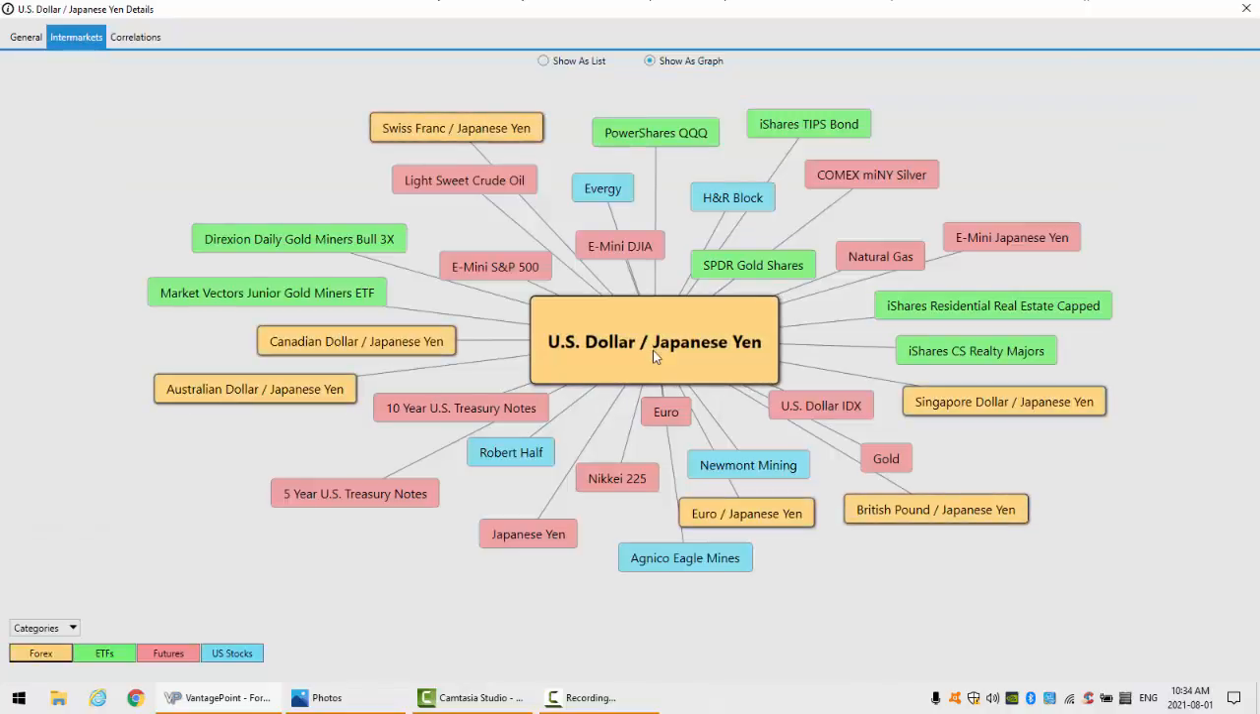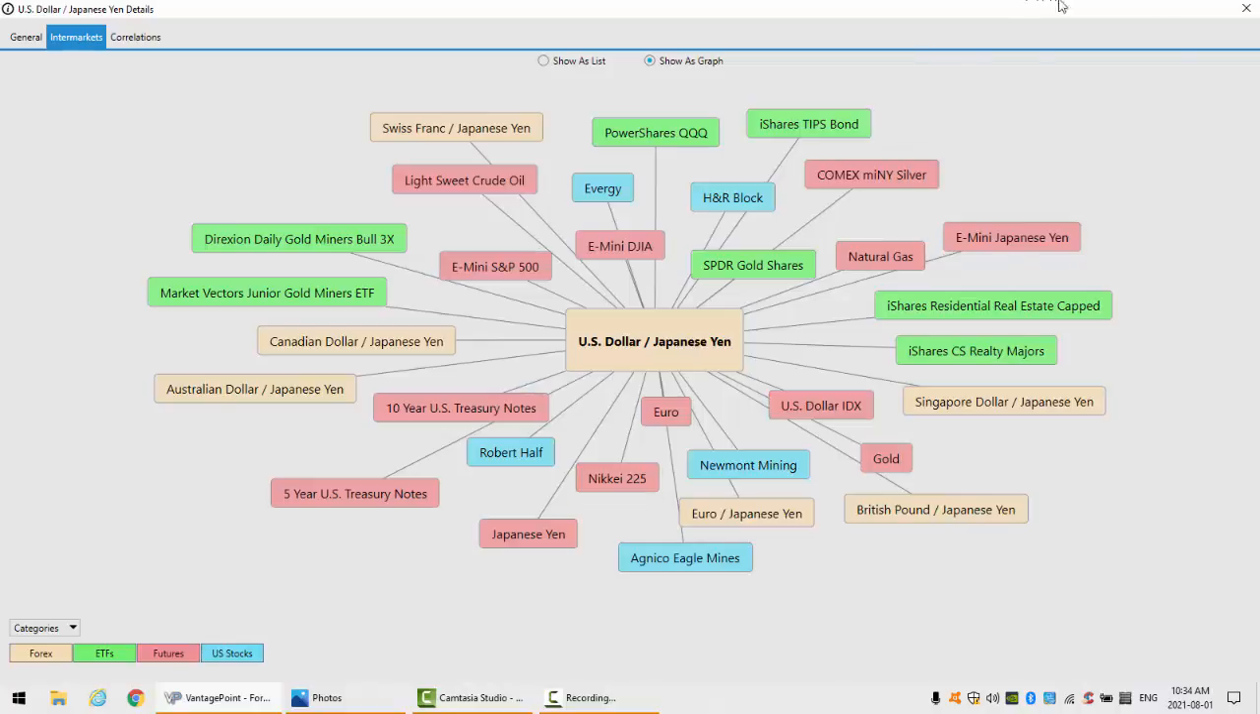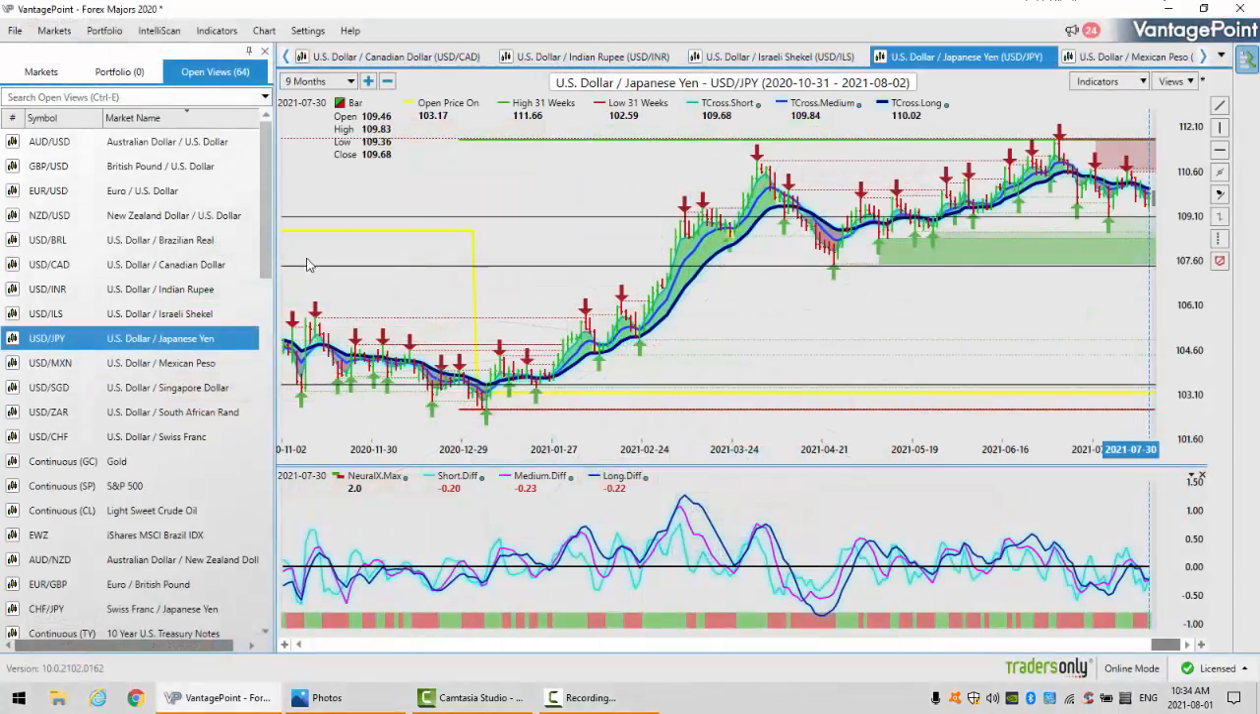And again, the structure inside the neural networks, when we look at this from the futures side, these are some of the bigger ones. You can see gold, the euro, the dollar index, the Nikkei, the Japanese yen, the 5-year T-note, the 10-year T-note, natural gas, light sweet crude oil. This is what it looks like, guys, inside of a neural network. Very, very important that we look at this.